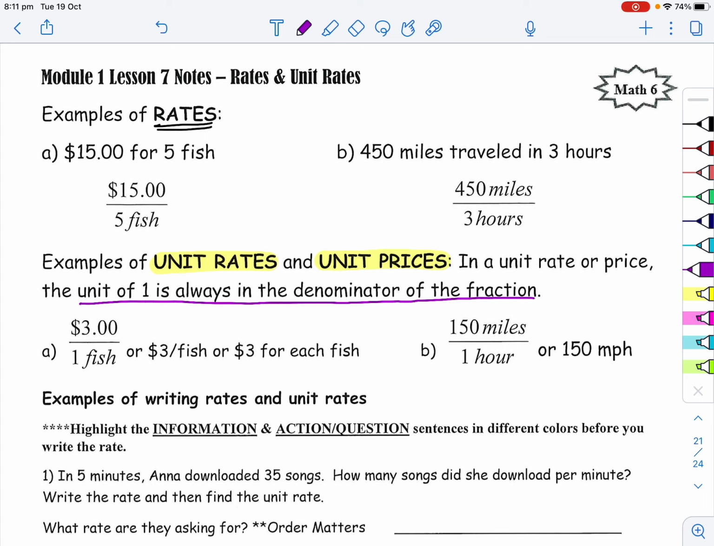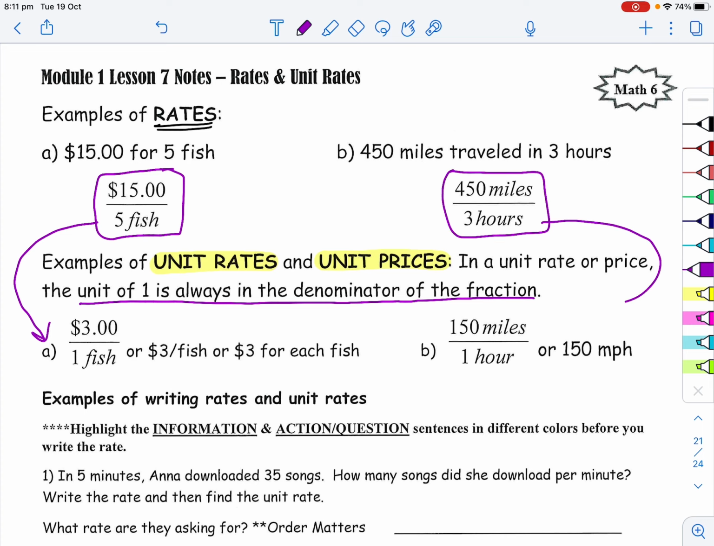So this $15 for 5 fish then becomes $3 for each fish, or $3 for 1 fish. Same thing with the 450 miles per hour. 450 miles in 3 hours is the same as 150 miles in 1 hour, or 150 miles per hour. So this right here is your miles per hour. And you probably see that on street signs in town all the time.